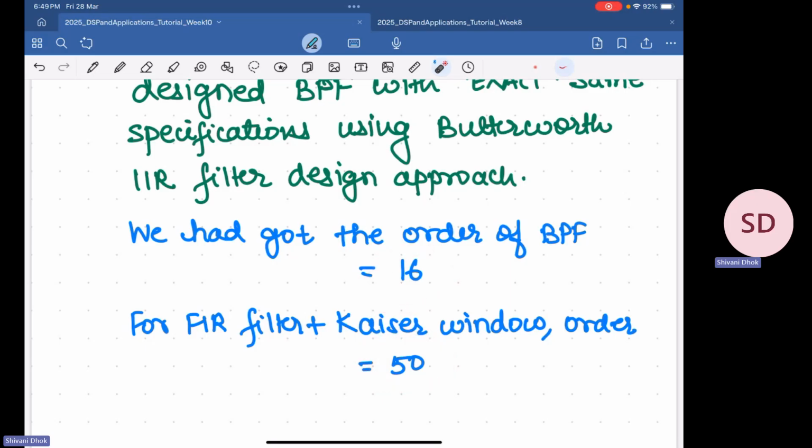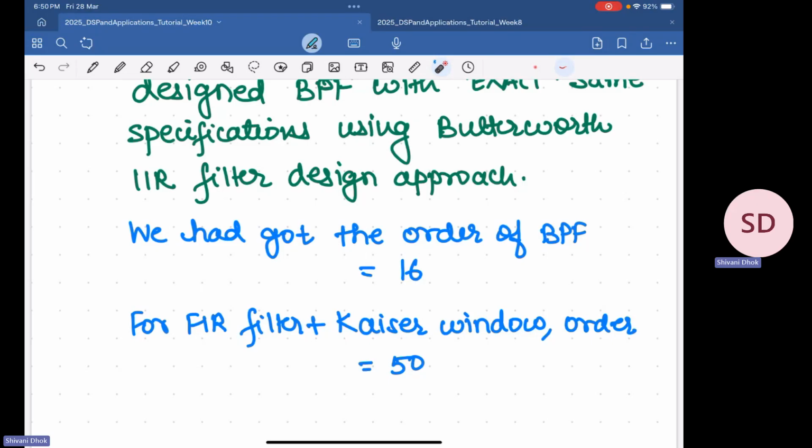So to get the same kind of specifications, we need much more resources in an FIR filter compared to an IIR filter. This is what I wanted to show with this particular example, because we had designed this filter using the IIR approach in previous weeks. So this is basically the difference that you get.